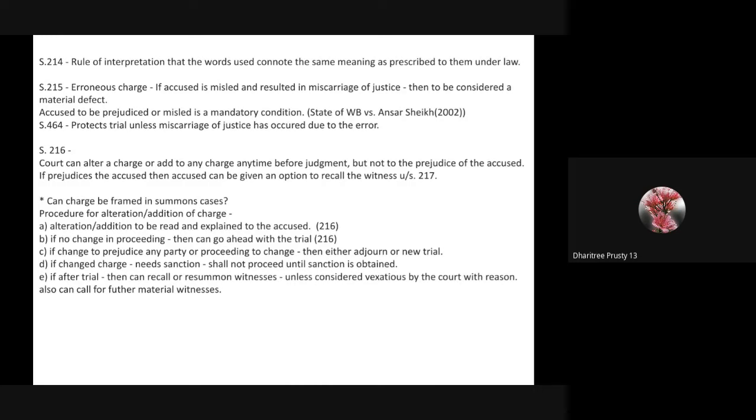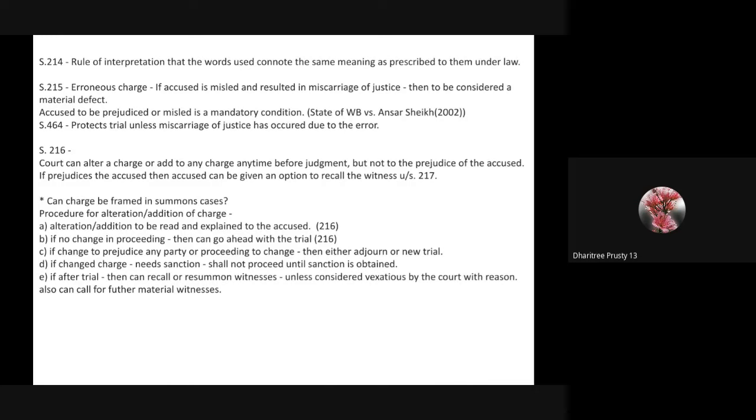Now, what is the procedure for alteration or addition of a charge? That shall be read and explained to the accused. If there is no change in proceeding, then you go straight ahead with the trial. But if there is any prejudice to any party or any change of proceeding, for example, the previous charge was 325, so it was triable by a magistrate, but now I am altering the charge to 307, that means it is triable by a court of sessions. Here the proceeding will change. Then either the case is adjourned and then committed, or there will be a new trial, a de novo trial altogether.